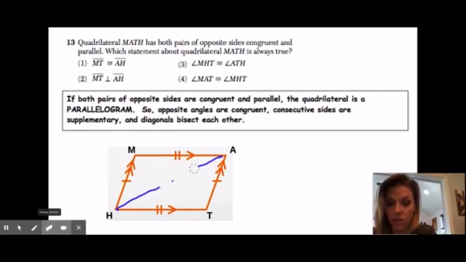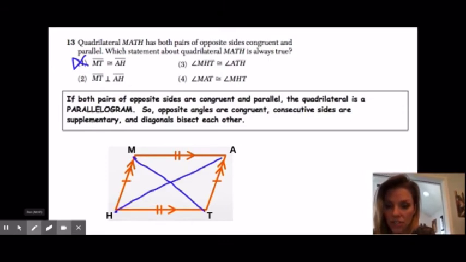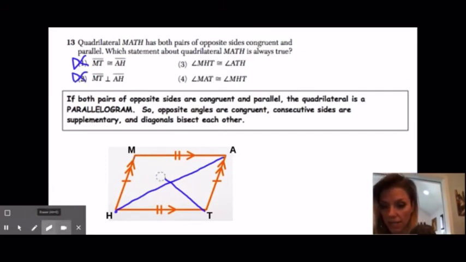No, diagonals are congruent for a square and a rectangle. This is just a parallelogram, so option 1 is out. Option 2 says MT is perpendicular to AH. Is a property of a parallelogram that the diagonals are perpendicular? No, that's a property of a rhombus and a square. So again, I just have a parallelogram here.